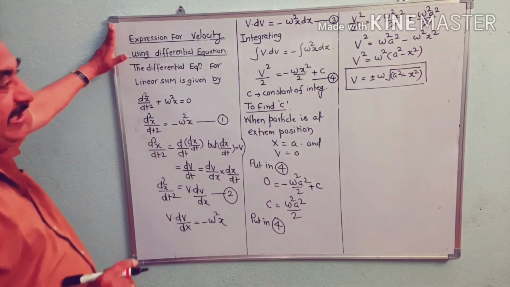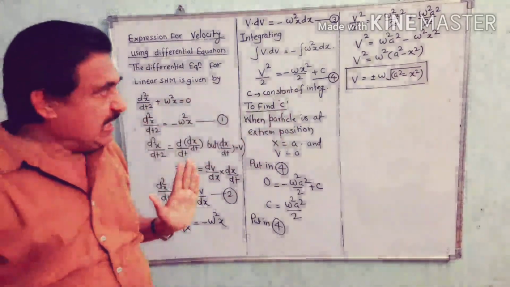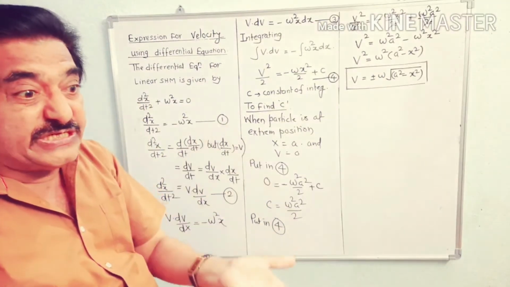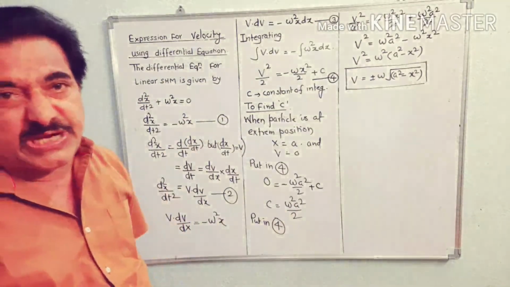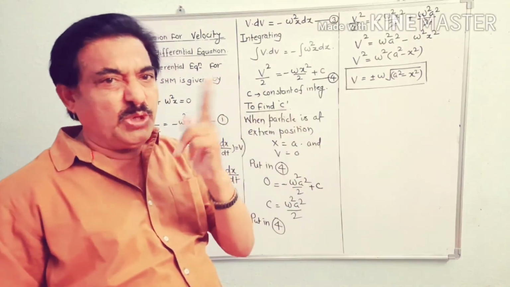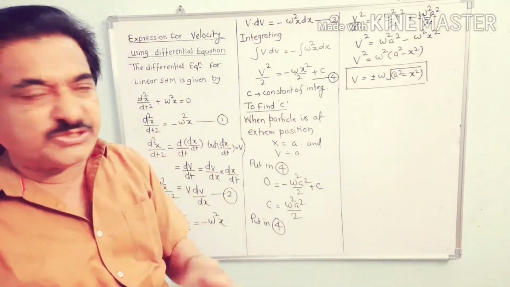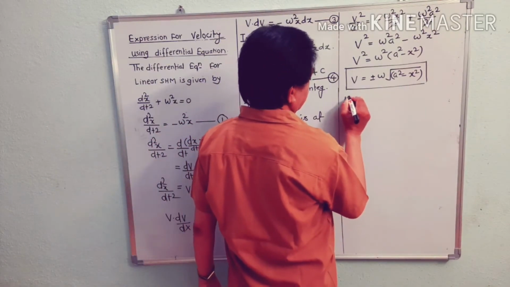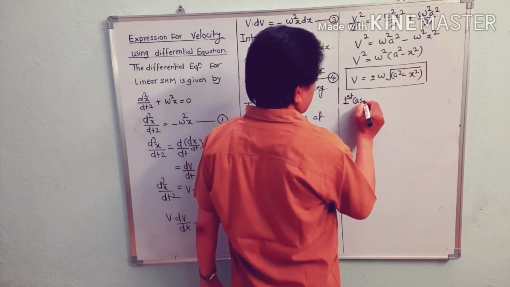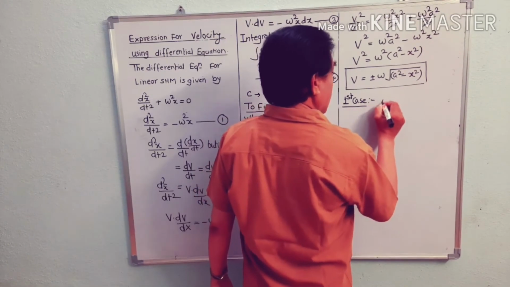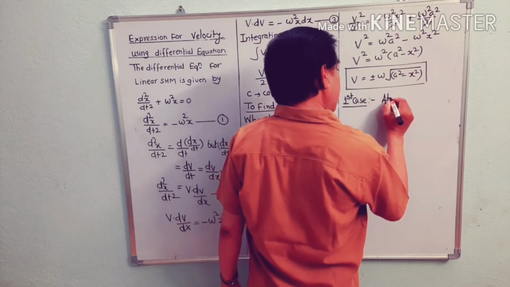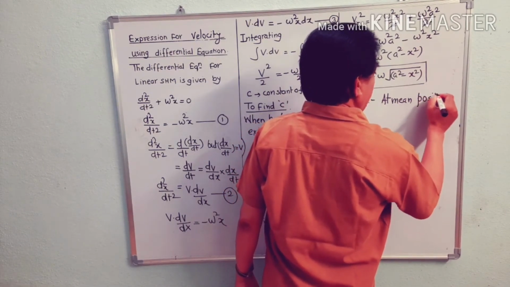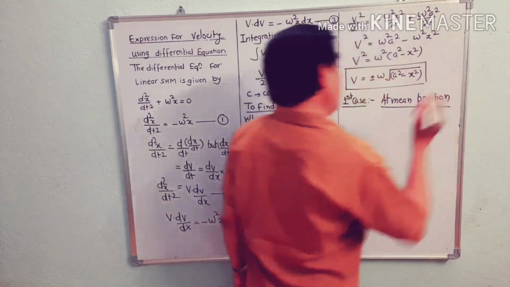या ठिकाणी आपण कुठून सुरुवात केली? Differential equation पासून सुरुवात केली आणि आपल्याला कोणतं equation मिळालं? Velocity चं equation मिळालं. आता या velocity च्या different values at different positions काय असतील? सिंपल हार्मोनिक मोशन मध्ये दोनच positions आहेत, mean position आणि extreme position. म्हणून different cases. So the first case is at mean position. When particle is present at mean position.